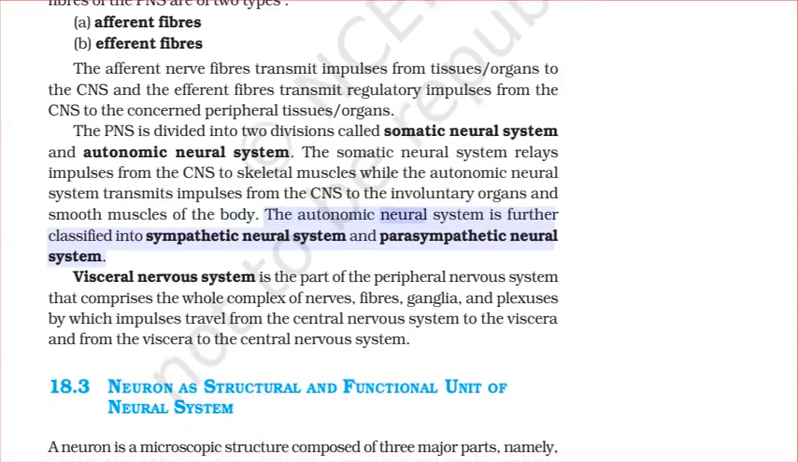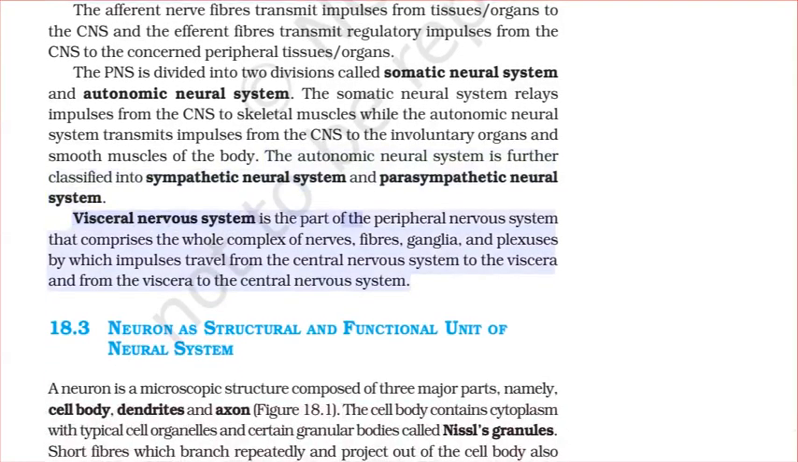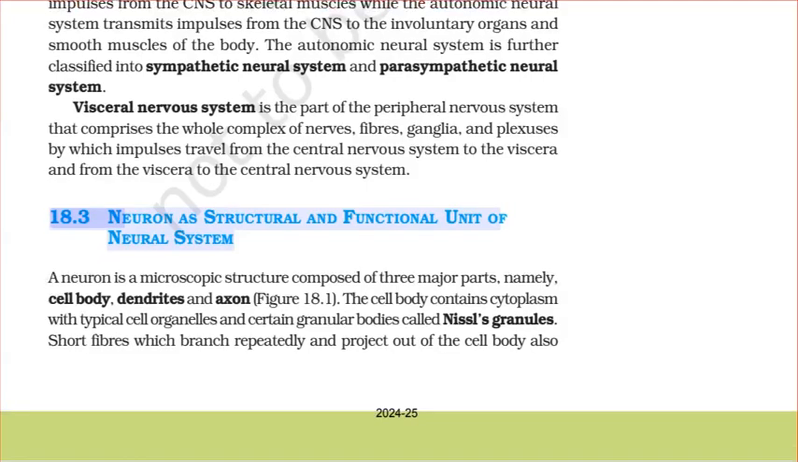The autonomic neural system is further classified into sympathetic neural system and parasympathetic neural system. Visceral nervous system is the part of the peripheral nervous system that comprises the whole complex of nerves, fibers, ganglia, and plexuses by which impulses travel from the central nervous system to the viscera, and from the viscera to the central nervous system.